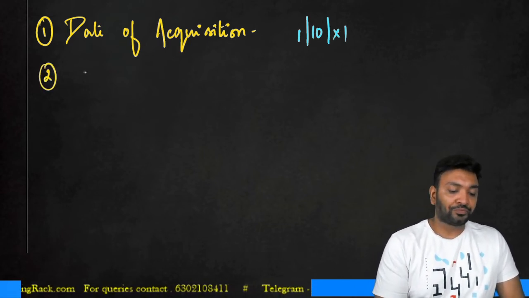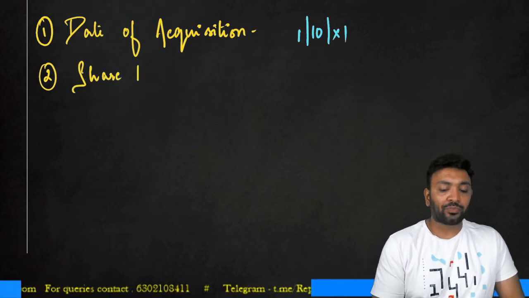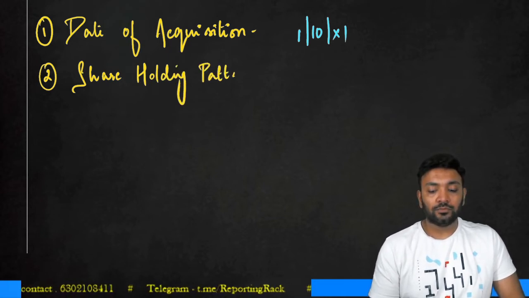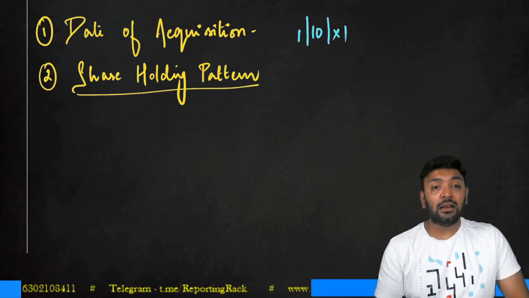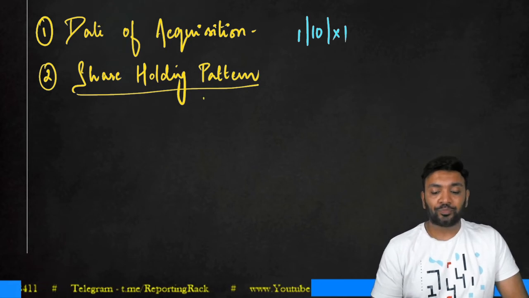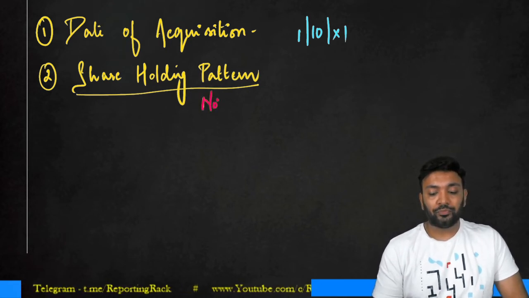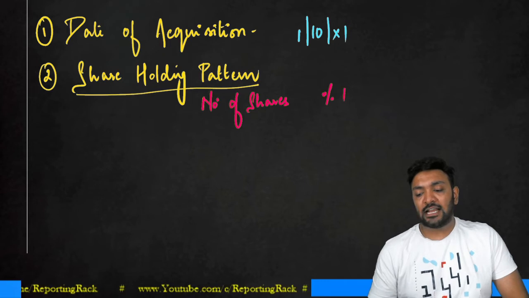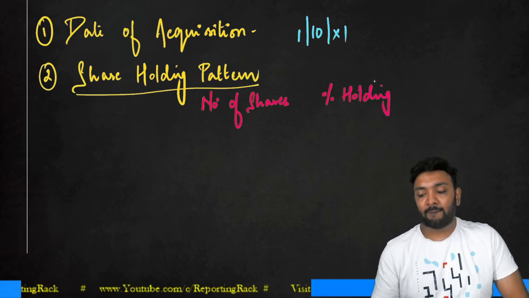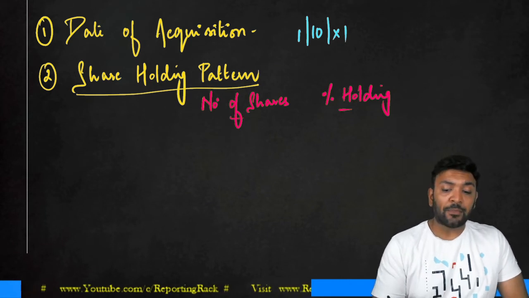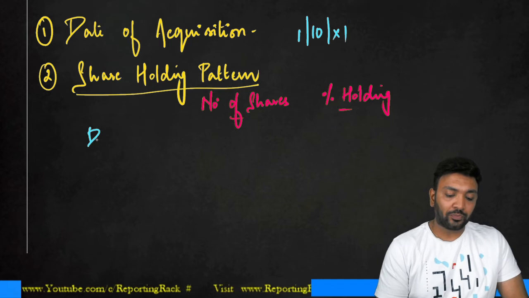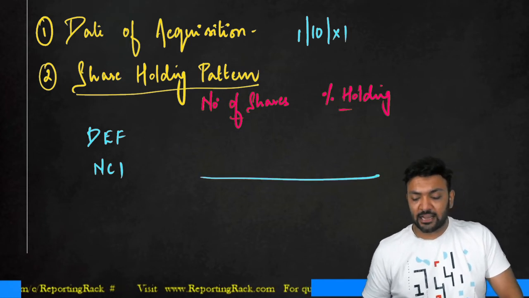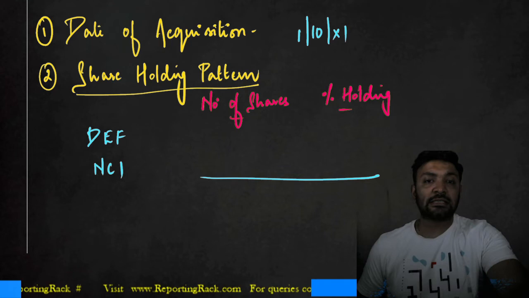Second, shareholding pattern. How do I write my shareholding pattern? Dividing into number of shares and percentage holding. Number of shares. The holding company is DEF Limited. The balance by non-controlling interest. What is the number of shares? Just check. Go back to your question and think.